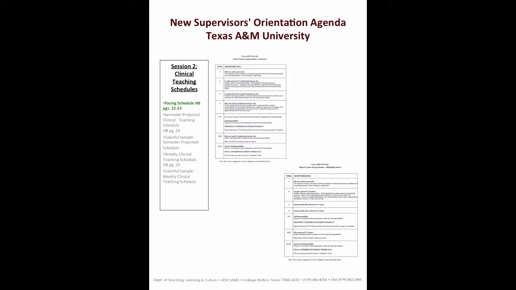While we're looking at this pacing schedule, it's a good time to point out some ideal times for you to make your 4 formal observations. You may want to jot these suggestions down. A visit is highly suggested during the first week. Pop in. See where the cooperating teacher's desk is. See where the clinical teacher's desk is. See where the clinical teacher will keep his or her clinical teaching notebook. We will discuss details about the notebook in session 4 of this online orientation.